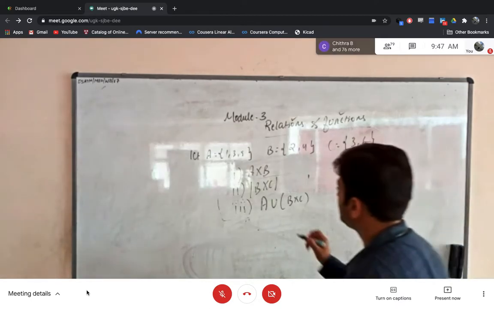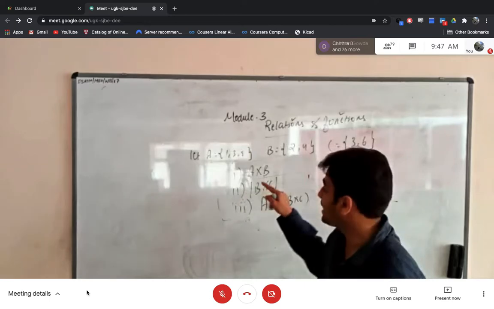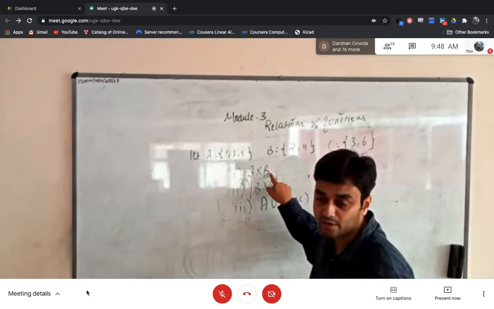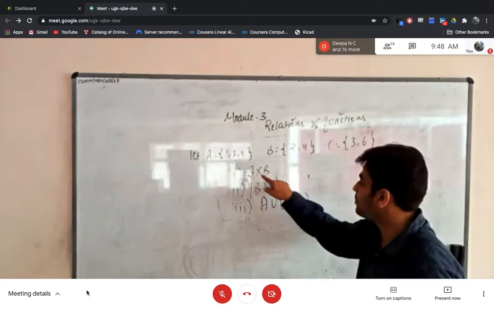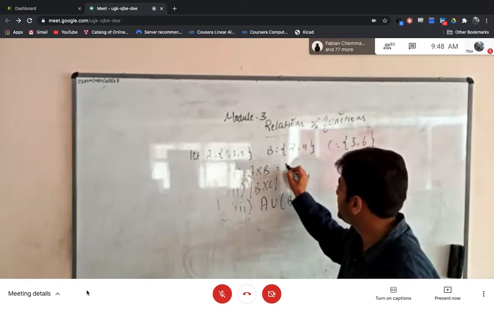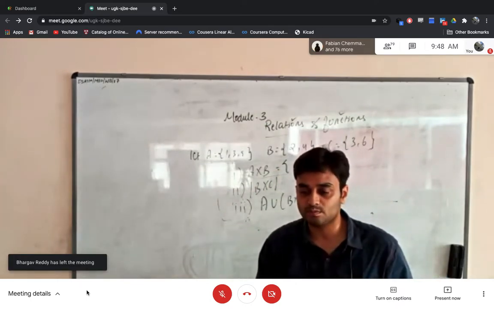See, you have to be very careful whether the examiner is asking cardinality of A cross B or just A cross B. First of all, you have to see carefully. Okay. So now he is asking you just A cross B. So A cross B in the sense you have to just write all the possible ordered pairs.